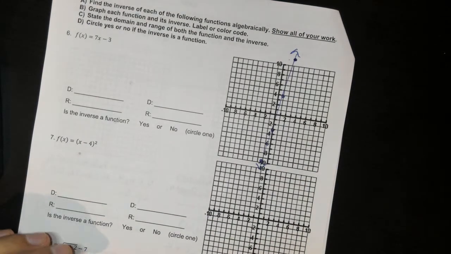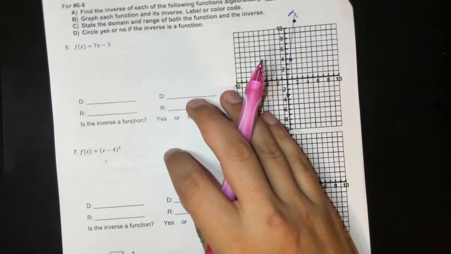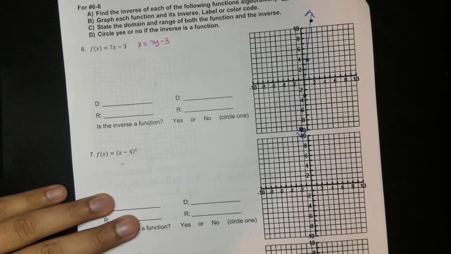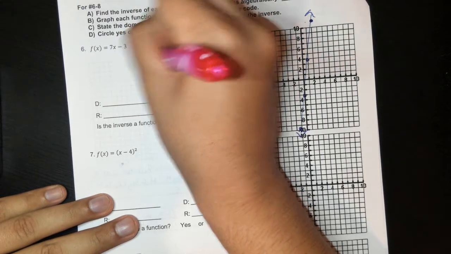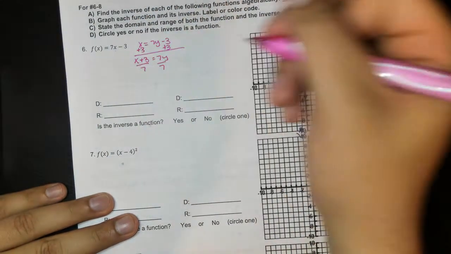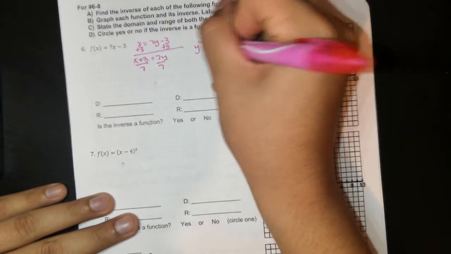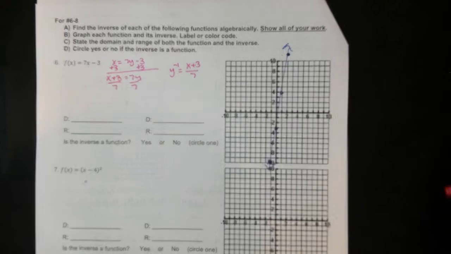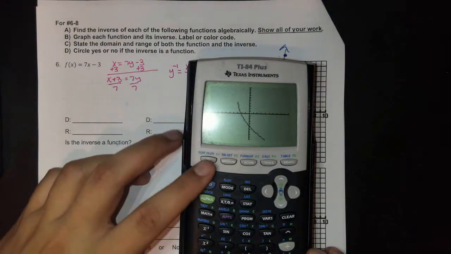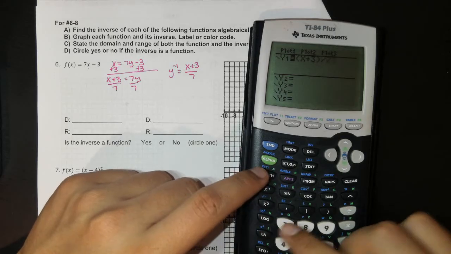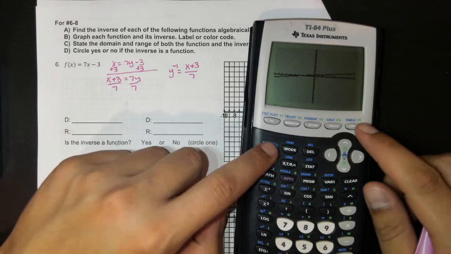Now let's find the inverse. To find the inverse algebraically, you have to switch x and y, and then solve for y. So here, add 3, and then divide by 7. The inverse equation is x plus 3 over 7. We could graph that one also. That's also a straight line.